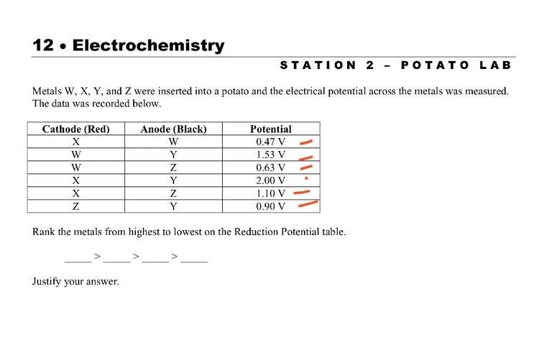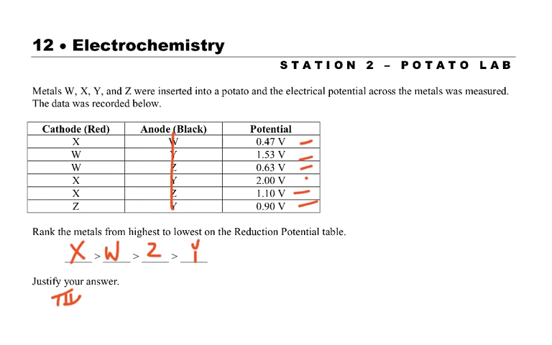Okay, so who's the cathode? X, W, W, X, X, Y, Z. So Y is never the one, so Y is the lowest one on the reduction potential, and X shows up 3 times, so that's the highest, W is next, and Z is next. So it looks like that. We're not looking at the anodes at all, just the cathodes. The more often it is the cathode, then the higher up it is in the reduction potential.